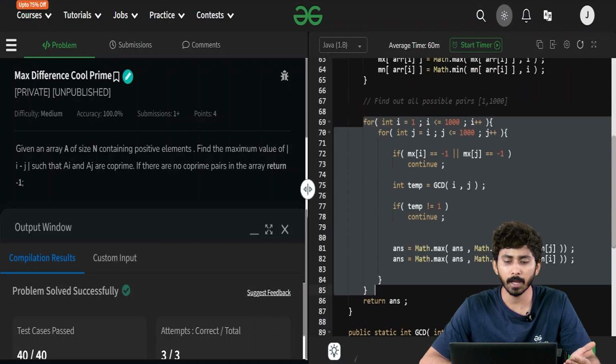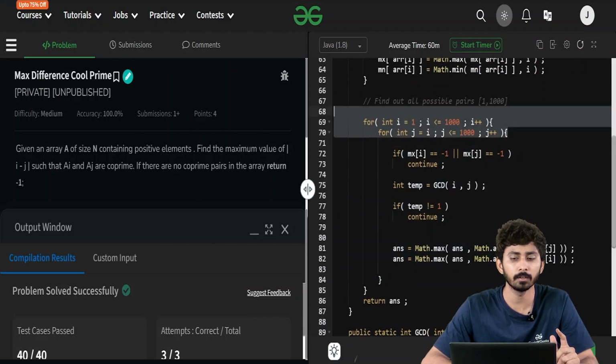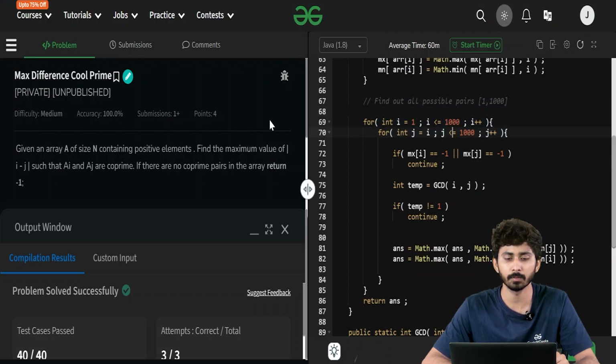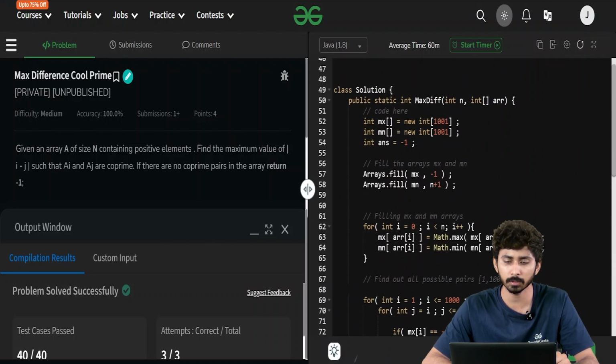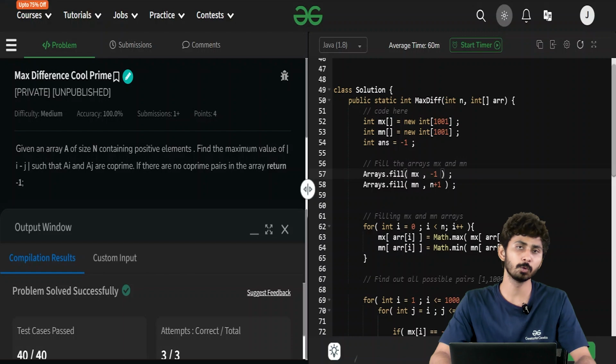So it's possible that the n value can be less than or equal to 1000. Overall this is a nested for loop. It takes 1000 into 1000 number of iterations. So time complexity is 1000 into 1000, and space is what? 1000 because of this max and minimum array. Okay, so this is the maximum difference problem.